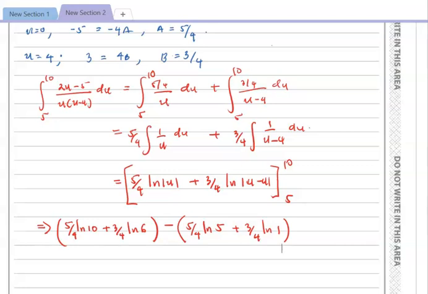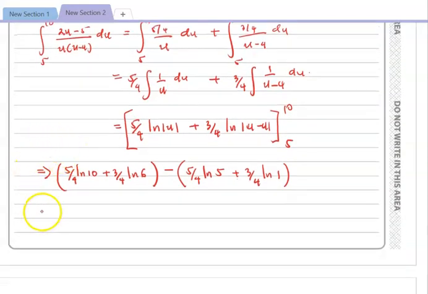Next part here, we continue to simplify. You see the 5 over 4 natural log of 10 and this 5 over 4 natural log of 5. I'm going to subtract. That means I have 5 over 4 natural log, and when you subtract logs, you divide, natural log of 2. Then plus 3 over 4 natural log of 6. Now natural log of 1 is equal to 0, so that part is gone. That means this is going to be your answer.